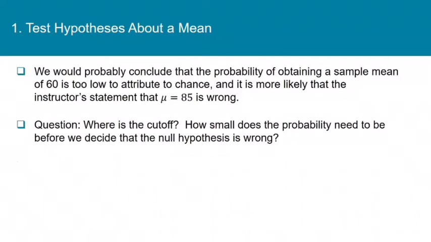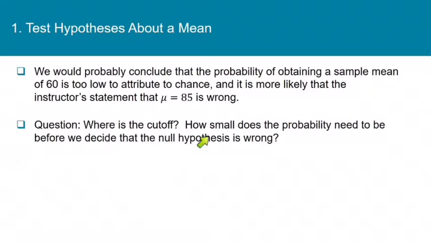So here's my question. What's the cutoff? When the probability of obtaining our particular sample mean was 25%, we were perfectly happy to say, well, that could happen, no big deal. But when the probability of obtaining our sample mean was 2%, then we were like, oh, wait a minute, I'm not sure that I believe that could happen by chance. So somewhere between 2% and 25%, there was a line that we crossed.